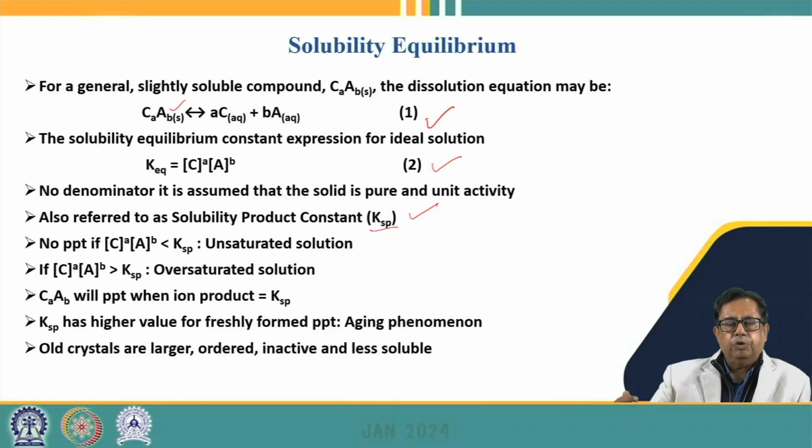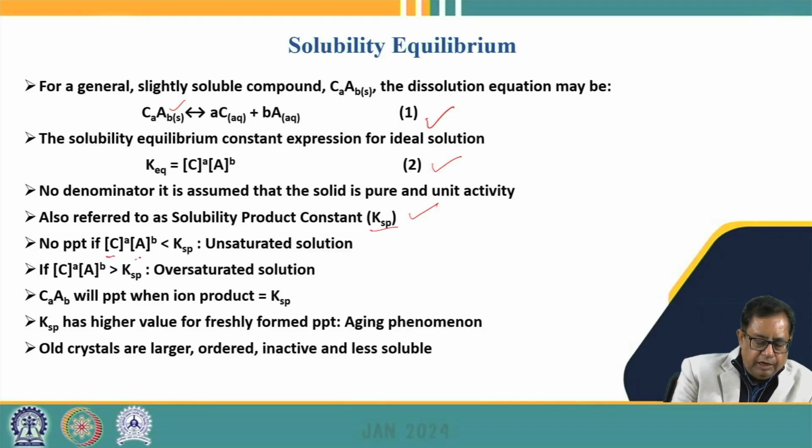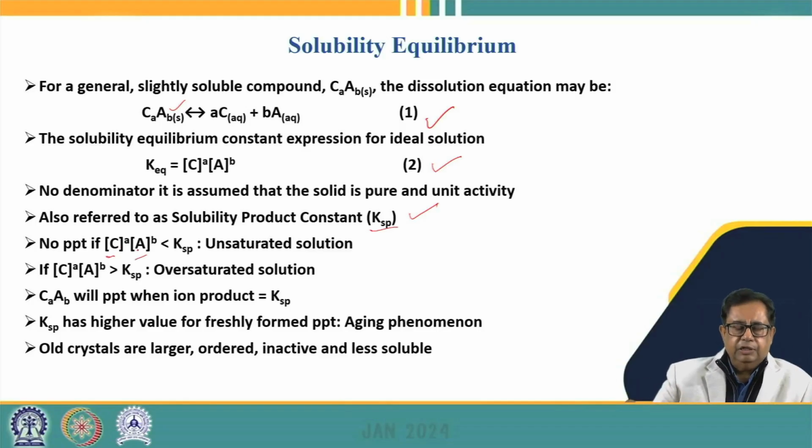So this solubility product constant can help us determine whether the precipitation will happen or not. For example, suppose the ionic product of C and A here is less than the KSP value at the given temperature. Then we can say that the solution is undersaturated and we need to add more ions so that saturation happens, and then the precipitation of the compound formed by the reaction of these ions can happen.